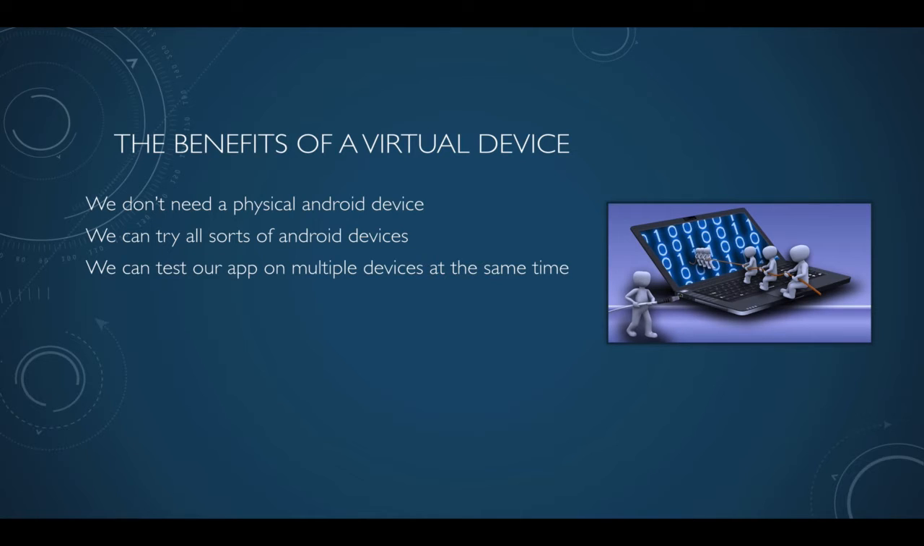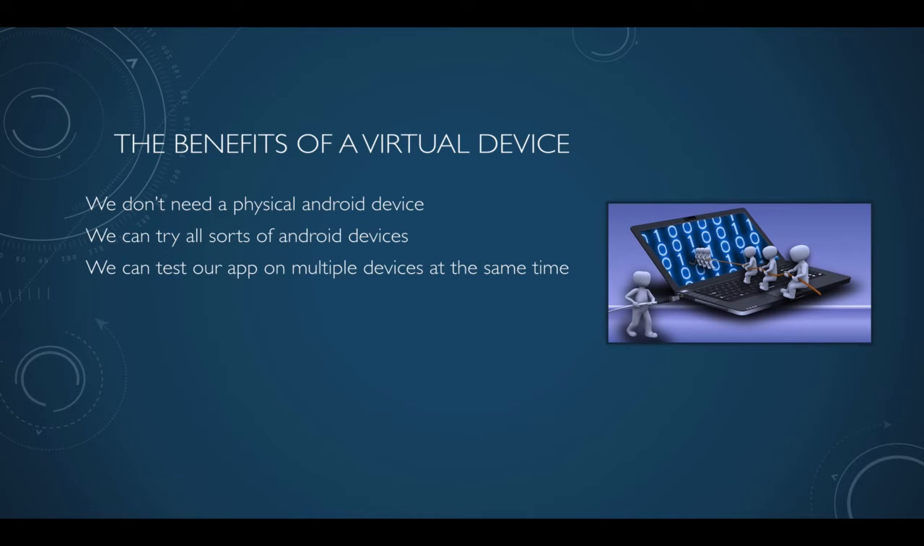The second benefit of using a virtual device is that you can run your app on all sorts of Android devices. This means that, for example, you can run your app on Nexus 5, Nexus 6, Nexus S, or other Android devices. There is no limit to that.